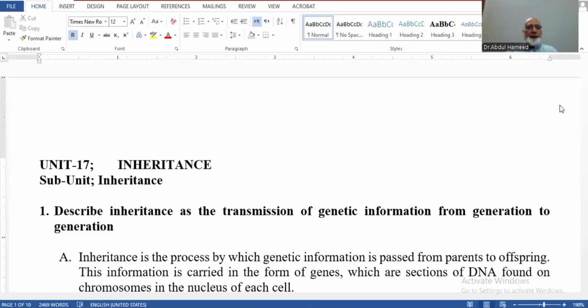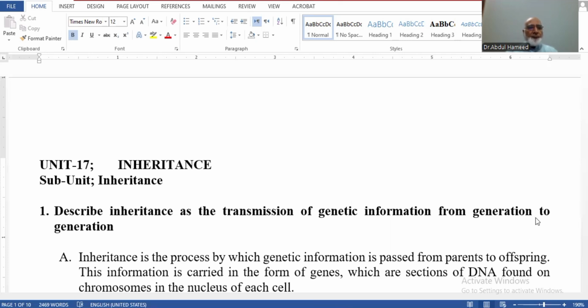Bismillahirrahmanirrahim. This lesson consists of unit number 17, inheritance, and subunit inheritance as well. Because this topic, inheritance, unit number 17, consists of four subunits, subtopics. First one is variation, then the DNA, and then inheritance, and then selection. So this topic is quite lengthy, and you are supposed to bear with me for a longer period of time.